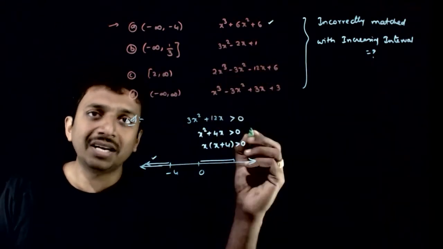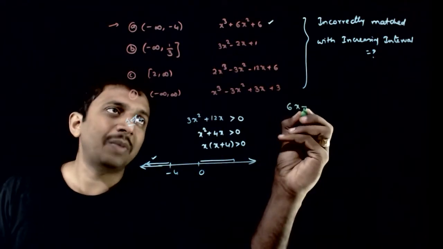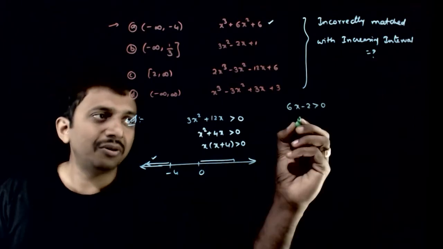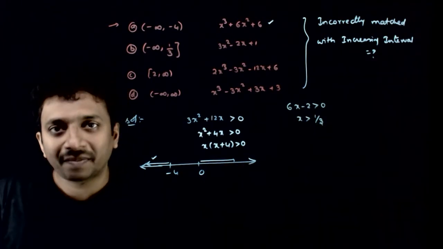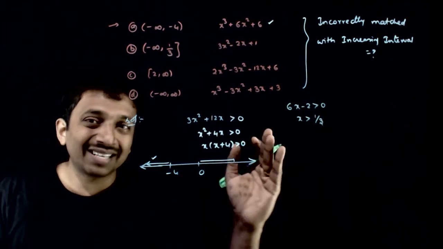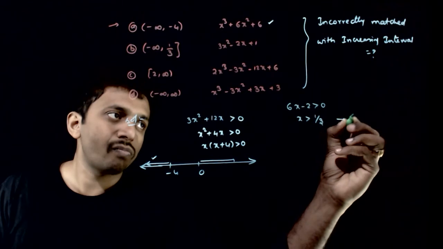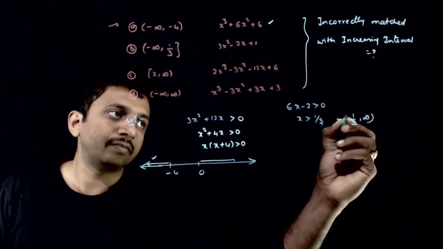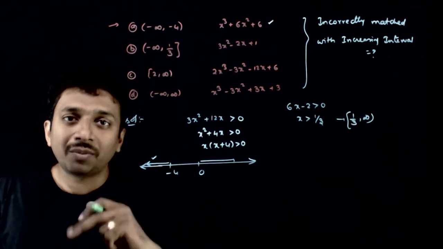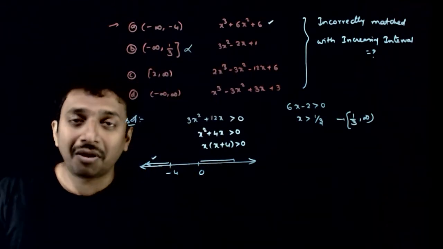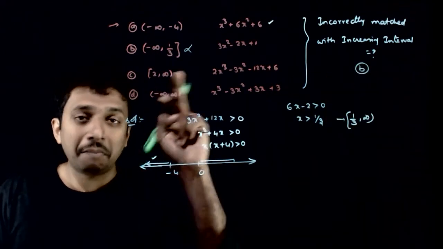Now let us go to the second function. If I want the increasing interval of this, the differentiation of this has to be greater than 0. That is 6x minus 2 has to be greater than 0, so x is greater than 1 by 3. So the increasing interval is x greater than 1 by 3, that is 1 by 3 to infinity. But here it is given that the interval is minus infinity to 1 by 3. So this is wrong. So option B is incorrectly matched.